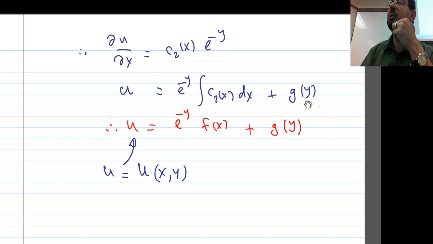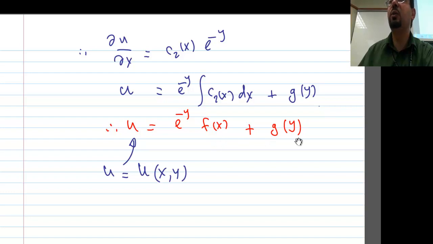Again, that constant is not any constant, it should be a function of y. Because when you differentiate this with respect to x, anything that's a function of y will disappear, will become 0. That's why when you integrate and bring in a constant, it should be a constant in y. So here is the final answer: it's a function of x, function of y. e to minus y times a function of x, plus a function of y. And those functions, how are we going to get them?